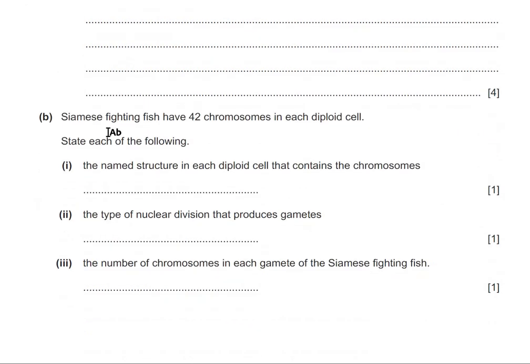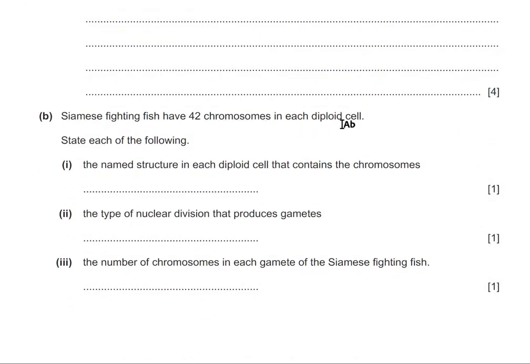All right. Now, part B says Siamese fighting fish have 42 chromosomes in each diploid cell. State each of the following. The named structure in each diploid cell that contains chromosomes. We all know that the nucleus contains every type of genetic material. All right. Then the type of nuclear division that produces gametes. We all know that meiosis produces gametes.